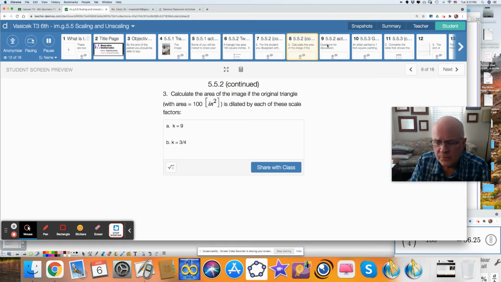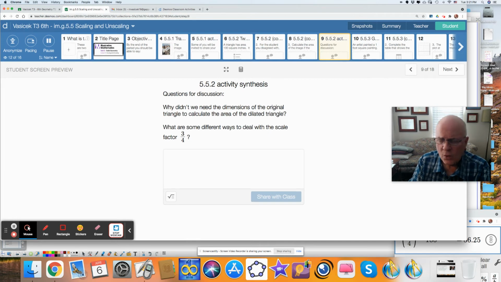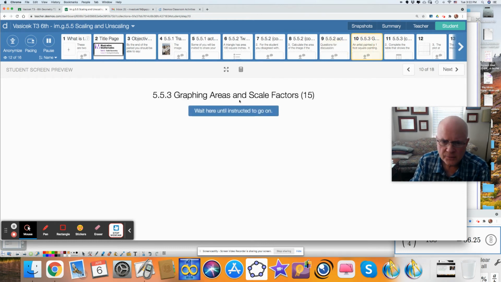So, questions for discussion. Why didn't we need the dimensions to calculate the area? Well, the area is proportional to the scale factor squared. You don't need to know what the dimensions are to find the area. If you're given the area, you can just use the area. And some ways of dealing with 3/4, well, there's some different ways that you could use. We just stuck it in a calculator.